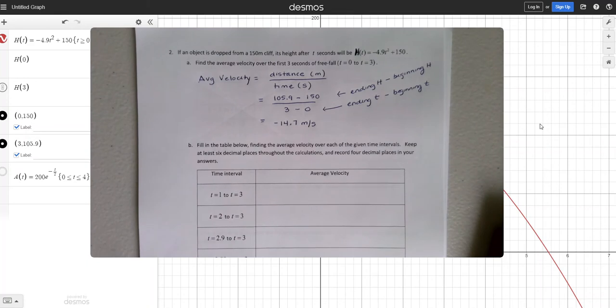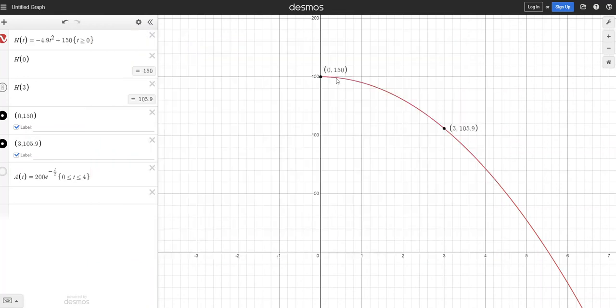Now again, a quick reminder that 14.7 meters per second, it was probably falling slower than that at the beginning, faster than that close to 3, but that 14.7 reflects the average speed or velocity over that 3-second time span.